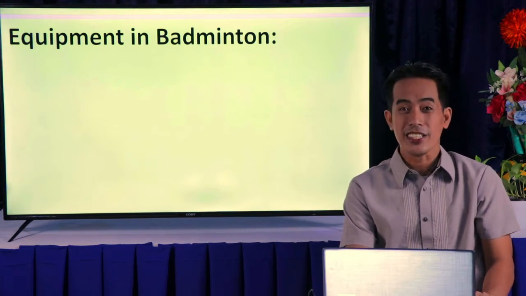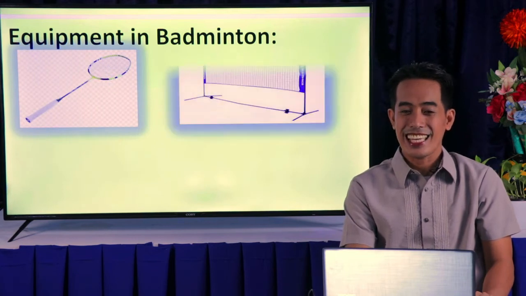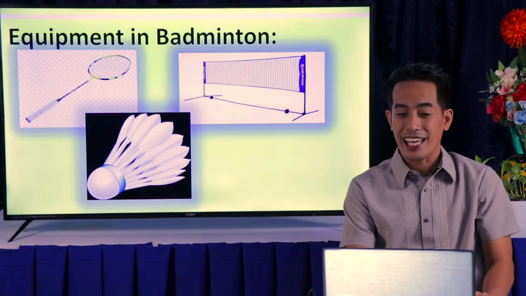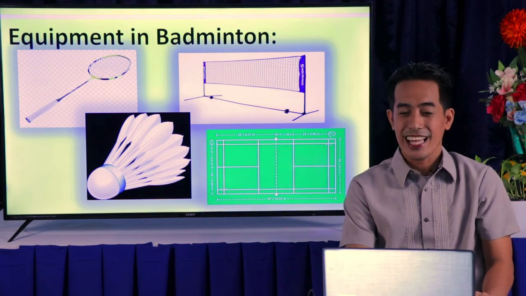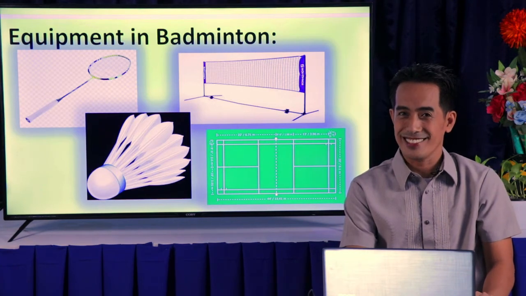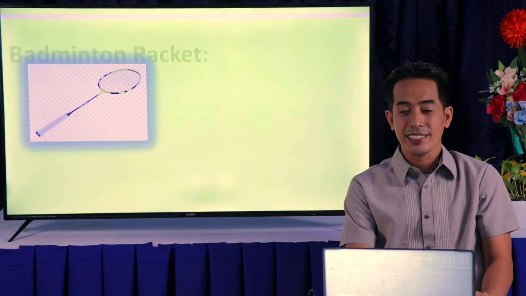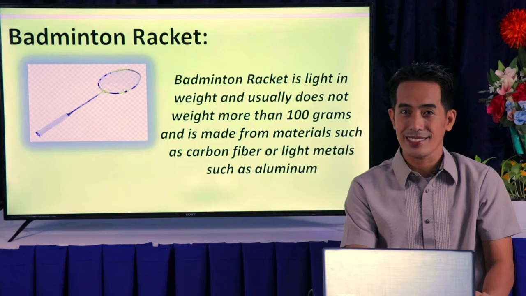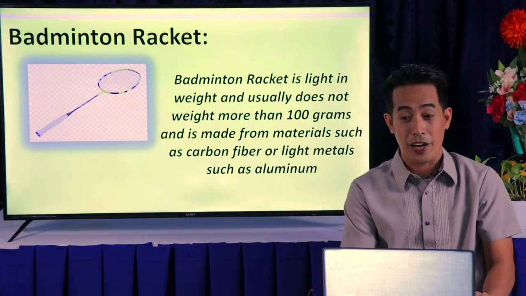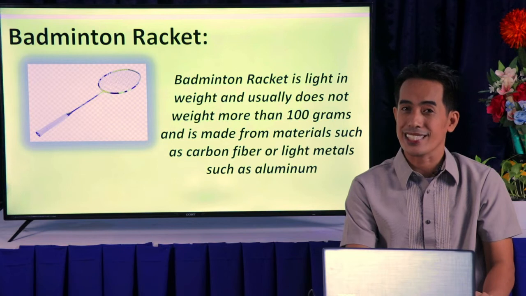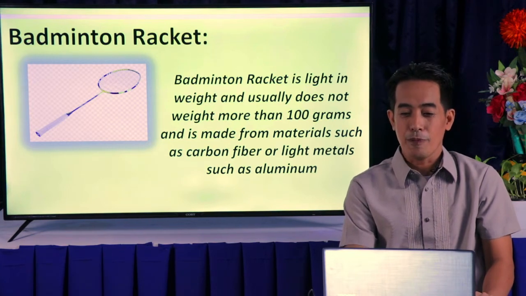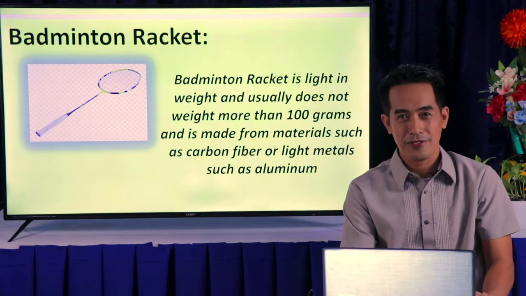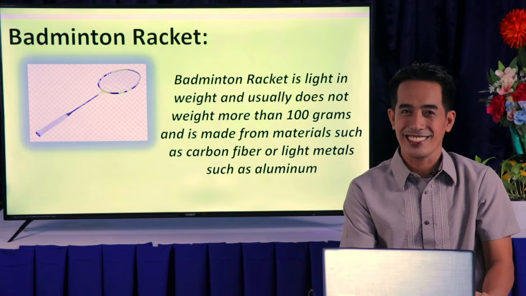Yes, these are the racket, the net, the shuttlecock, and the court. Let us define each one. Badminton racket is lightweight and usually does not weigh more than 100 grams and is made from materials such as carbon fiber or light metals such as aluminum. The parts in the racket include the head, the throat, the shaft, the face, and the handle.